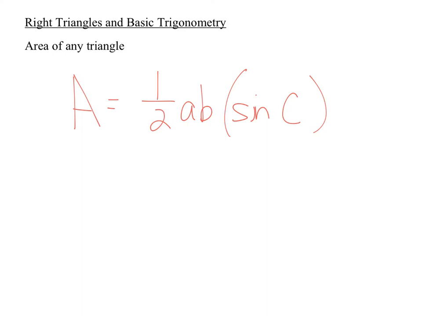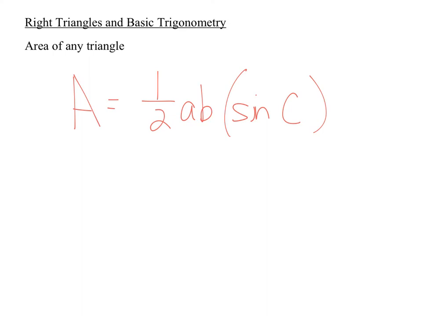Now, I know, it's something that's new for sure, and you're going to learn about it this year in pre-calc class. 1/2 AB sine C, where A and B are the legs, and C is the angle between them. Write this down, please. If A and B are 2 given legs, C is always the angle between them.